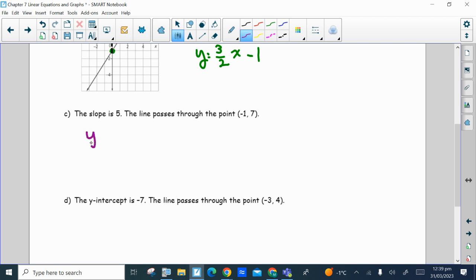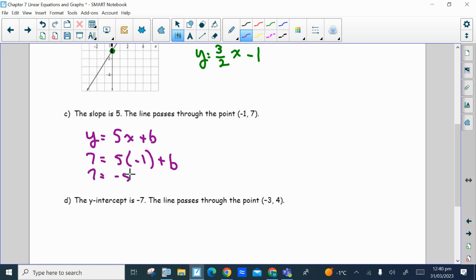We know the slope is 5, so remember that is our m value, the number in front of x. What we don't know is what the y-intercept is. We can find it, though, algebraically. If the line passes through the point -1, 7, that point must satisfy the equation. When x is -1, y must equal 7. So we can plug those values into the equation that we started to build, and now we can figure out what b is.